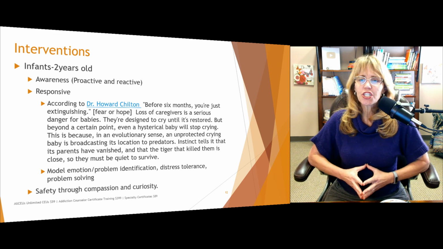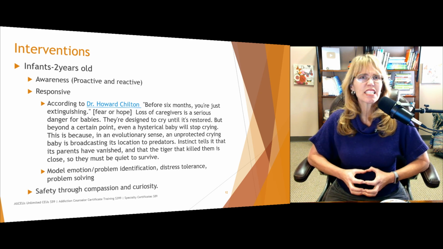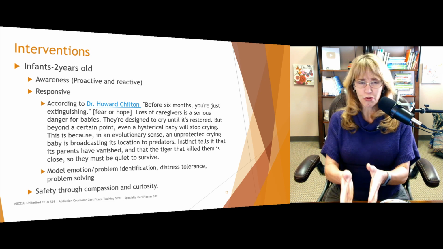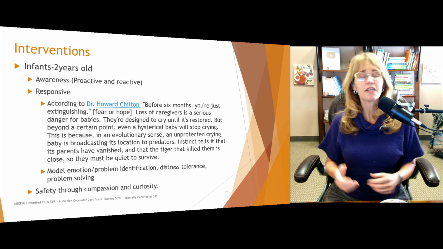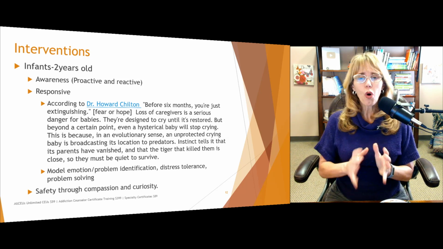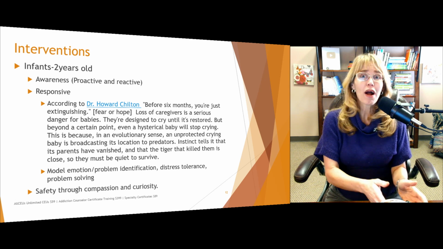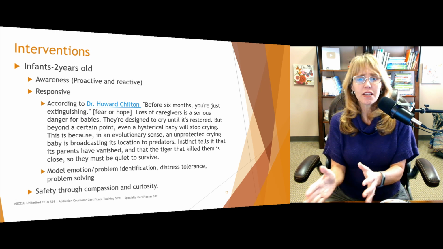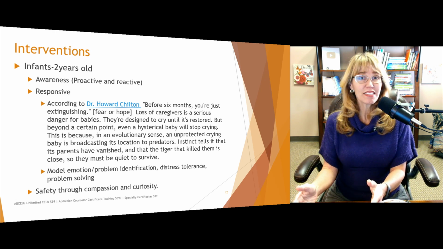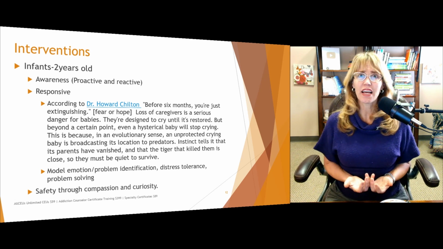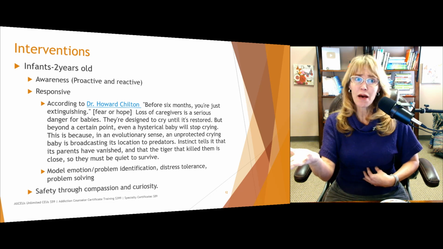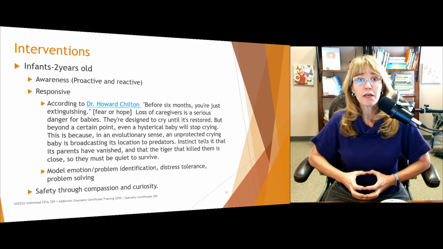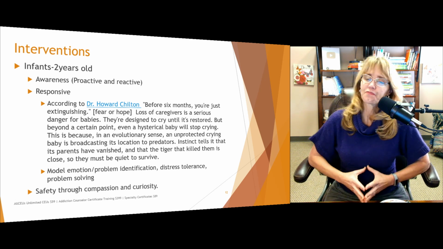According to Dr. Howard Chilton, before 6 months, you're just extinguishing. And this can be fear. When they have a problem, you respond, they feel better, all is well. You've extinguished that fear. Or hope. They have a problem, they cry, they start getting fussy, whatever. You don't respond, they may lose hope. They may feel like, okay, I'm hungry, caregiver's not meeting my needs, hello. And then they start losing hope. They start losing the ability to trust in you.